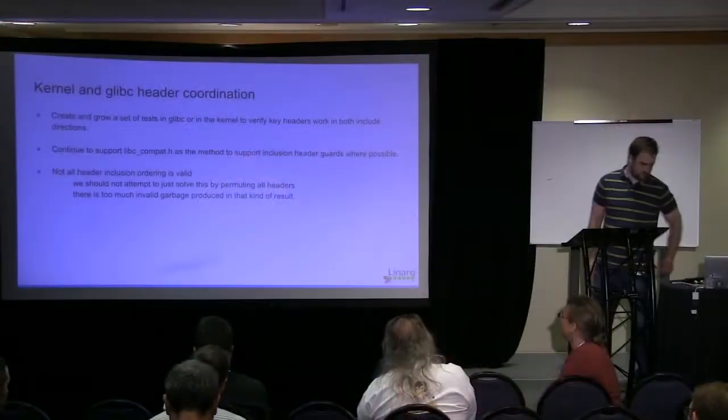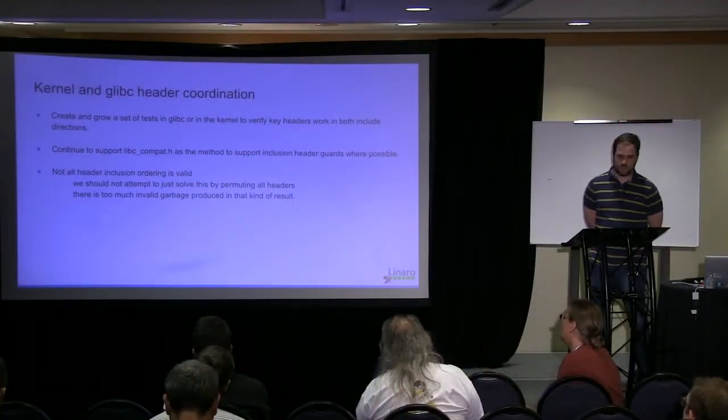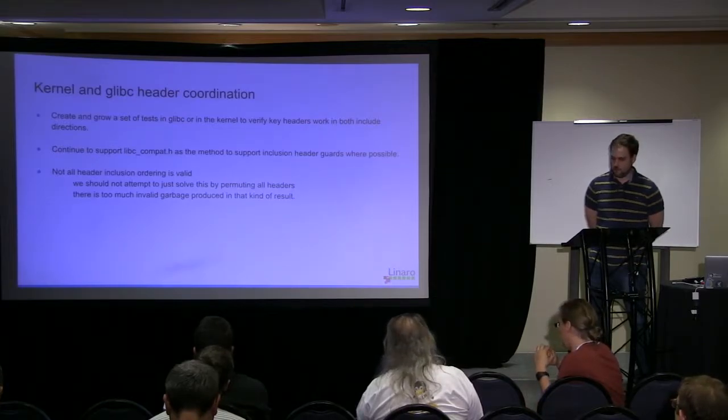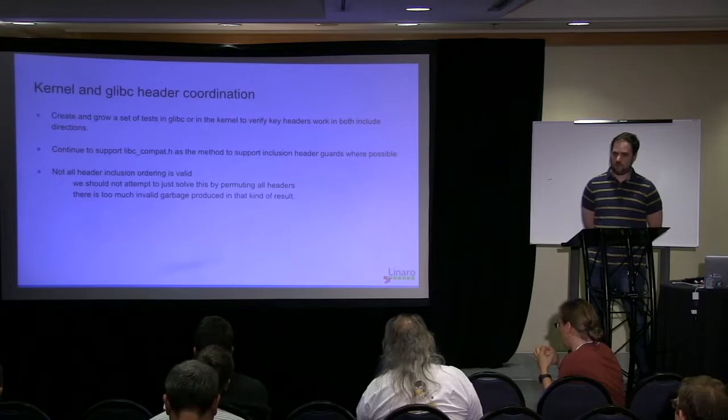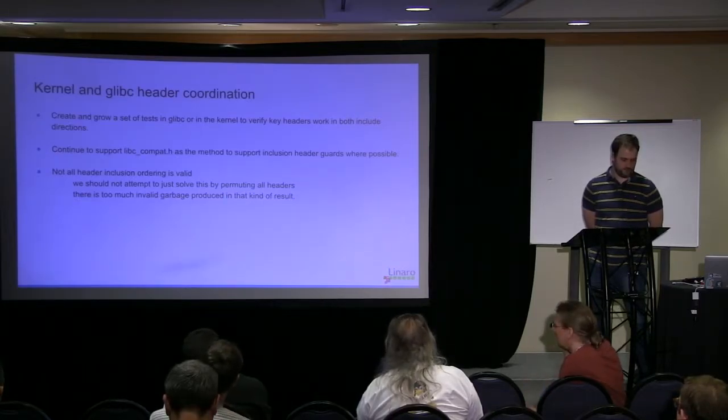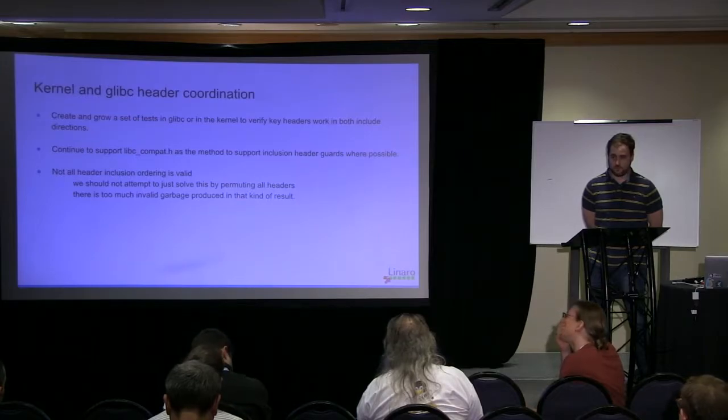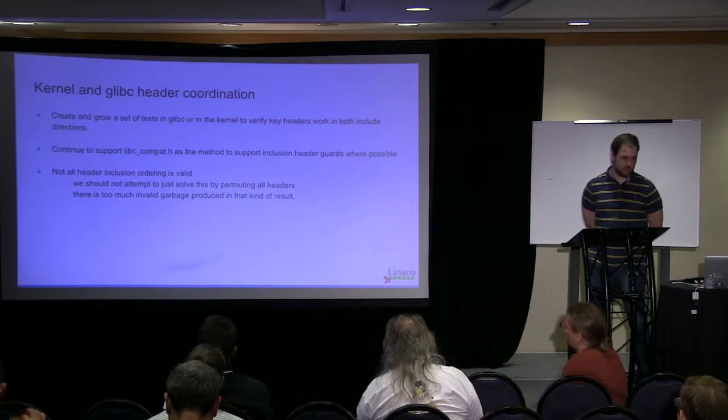Okay, next topic, kernel and glibc header coordination. This is a long-standing issue, where sometimes it broke, sometimes it works. We do not have a direct way to actually test it. It depends on someone to bring this up, either to glibc or to the kernel developers, that something has broken. So my question is, how can I improve that?